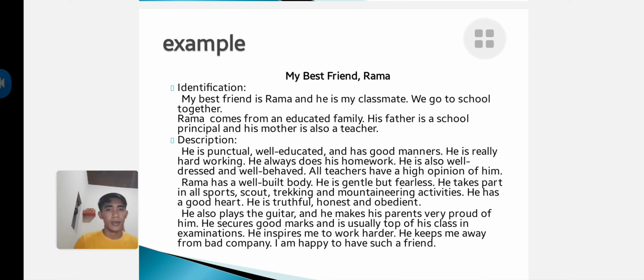Make it good, a complete descriptive text.